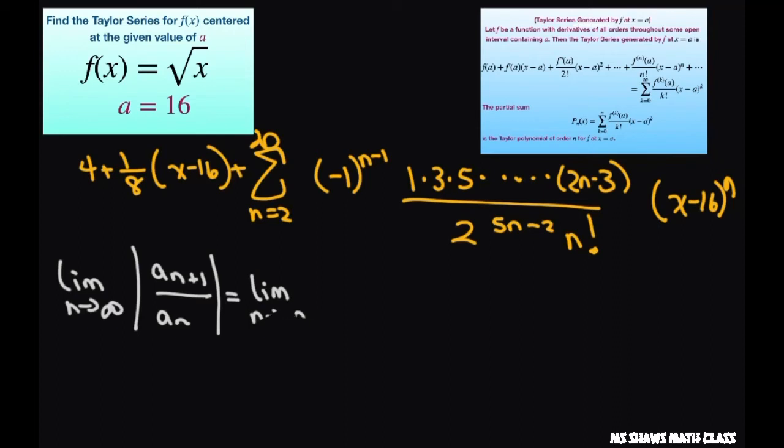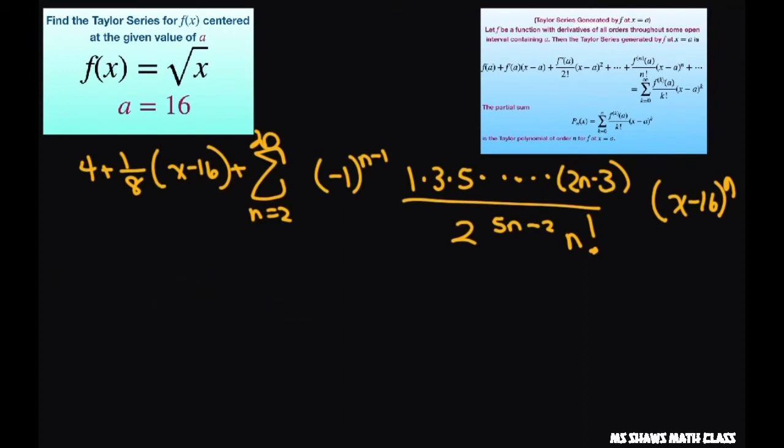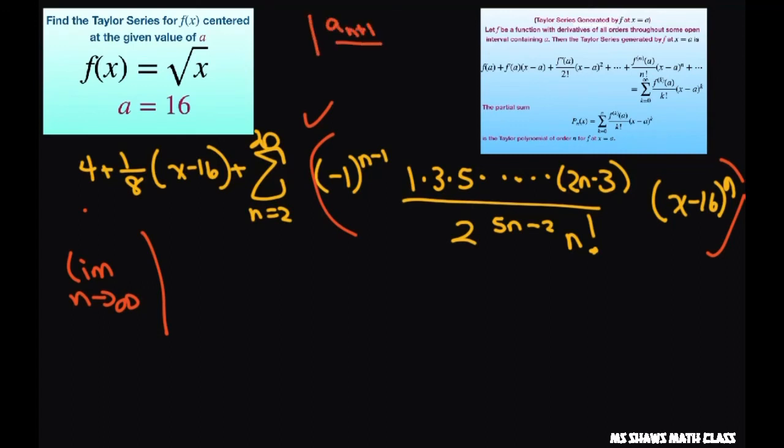And I'm going to write it down here because we're running out of room. So basically that's what I'm going to do. And let's write it all out because this is long. So we're going to get absolute value. Now what you do is you're going to take this part right here, and you're going to put the n plus 1. Doing the absolute value of a sub n plus 1 divided by a sub n.